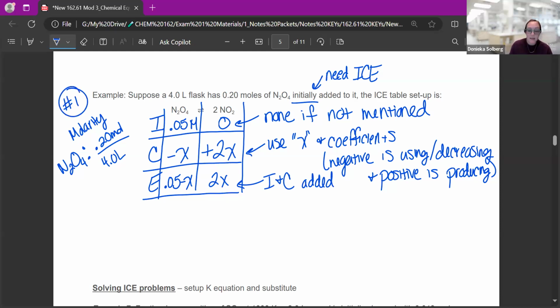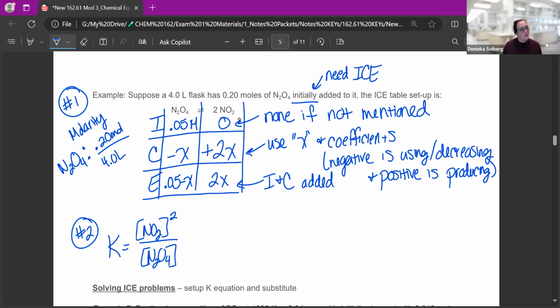Now, anytime you have an ICE table, number 2 is going to be to set up your K equation. So set up an ICE table, set up a K equation. Well, the K equation for this reaction is products over reactants, so it would be NO2 squared over N2O4. That should be really easy by now. I just wrote products over reactants with my exponents.